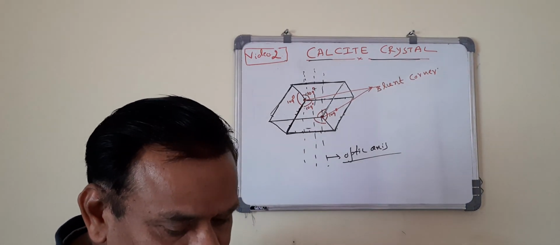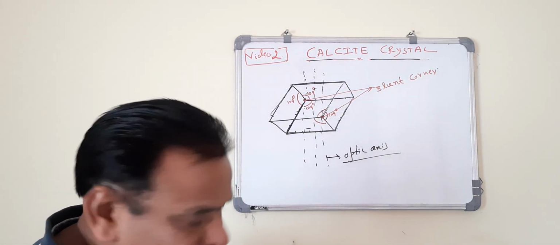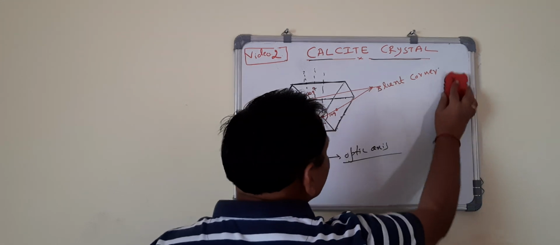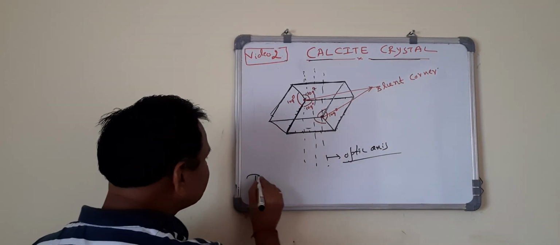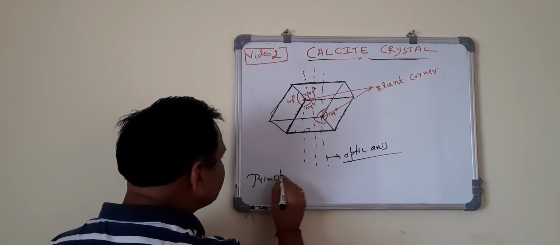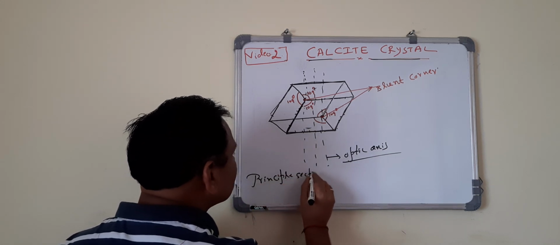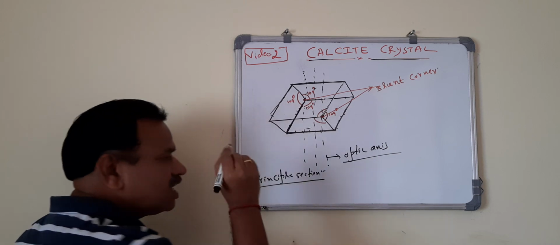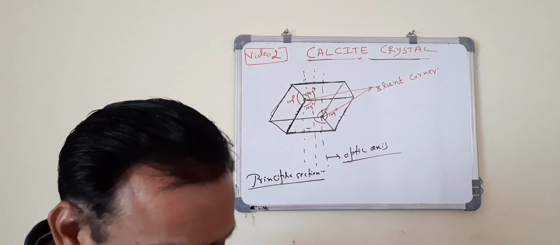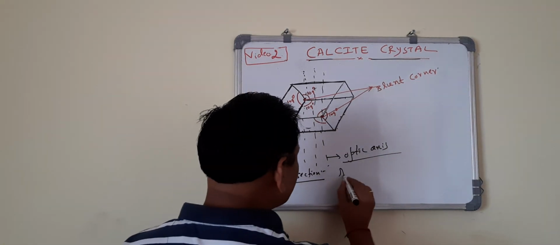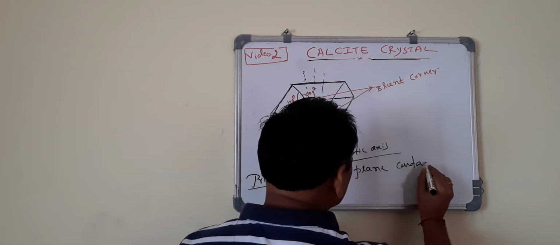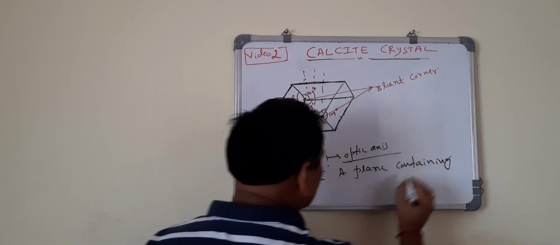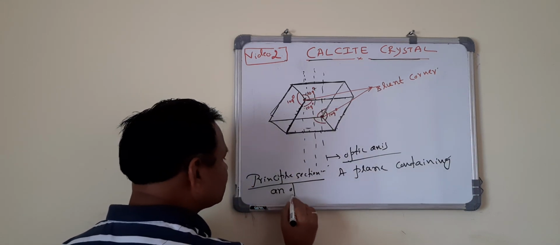Next, one more important is principal section. That is another definition that I have. What is principal section? Principal section. Because I am using this word, principal section. A plane containing an optic axis. A plane containing an optic axis.